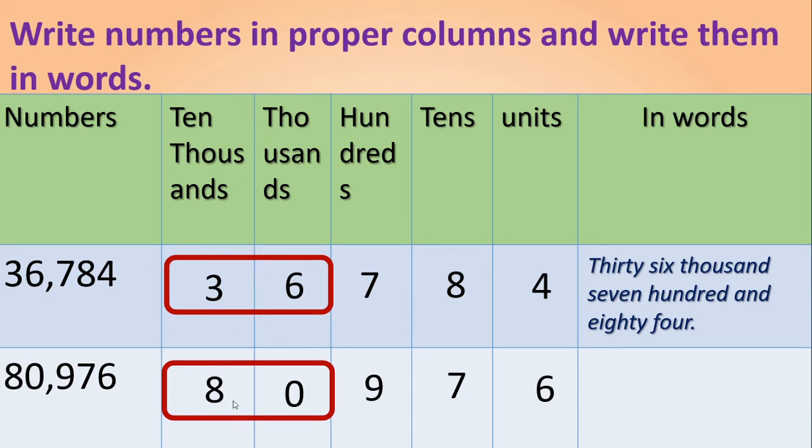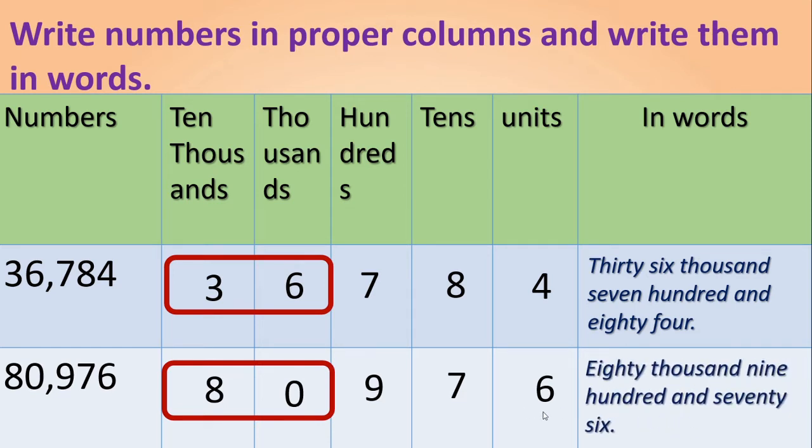So I am taking here 80,000 it is, right? Here this is 0,000. Together it makes 80,000. So we will write here 80,976. Okay.